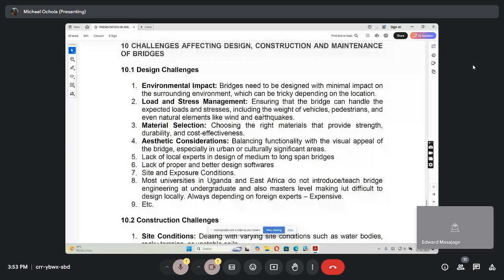Bridges need to be designed with minimum impact. Those are challenges affecting design. Load and stress management, that one also you have to do, that the engineer can handle. Material installation can be handled by the engineer. There are ways of dealing with that. Aesthetics can also be handled. My only problem now comes from number 5.